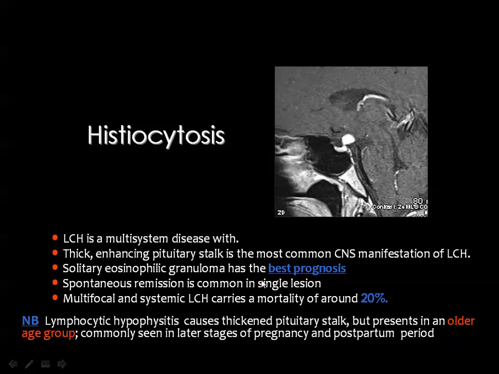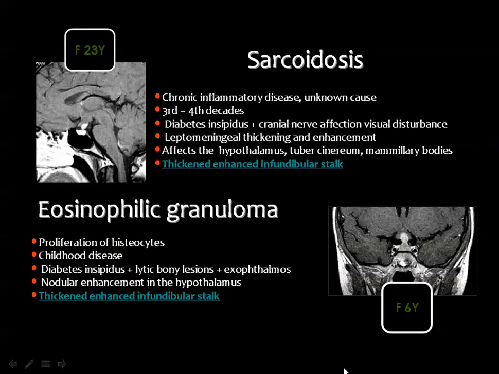Solitary eosinophilic granuloma has the best prognosis, and the spontaneous remission of a single lesion is known to occur. Multifocal and systemic histiocytosis has a mortality of about 20% of the patients. Then there is also another lesion known as lymphocytic hypophysitis, which causes thickening of the pituitary stalk, but it presents in an older age group and is commonly seen in later stages of pregnancy and the postpartum period.